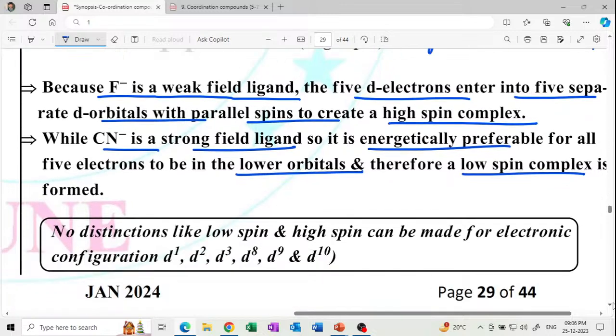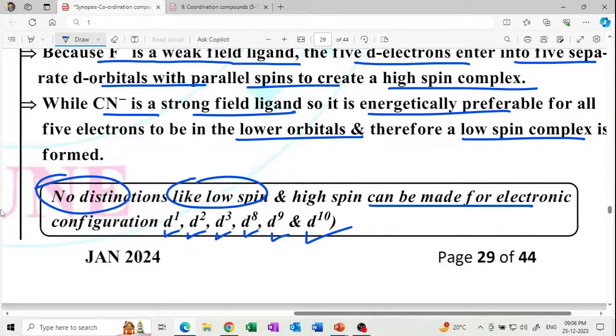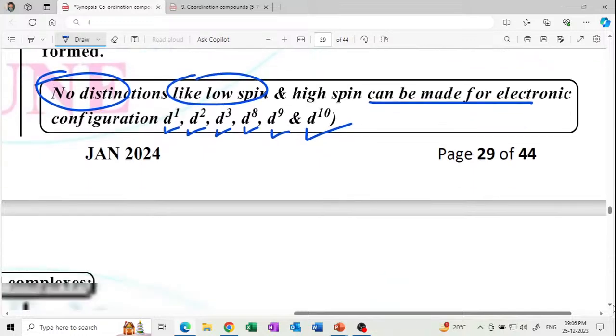Get it? No distinction like low spin and high spin complex can be made for d1, d2, d3, d8, d9 and d10. There is no change in these. There is no distinction between these.